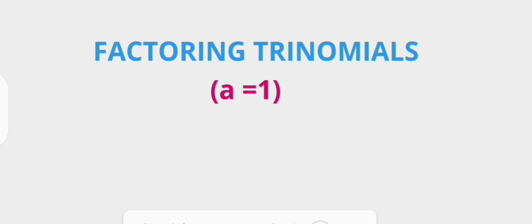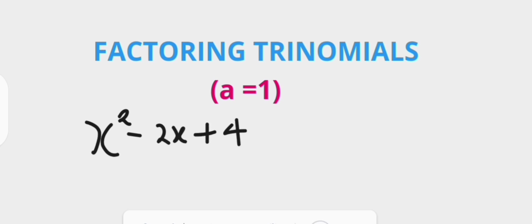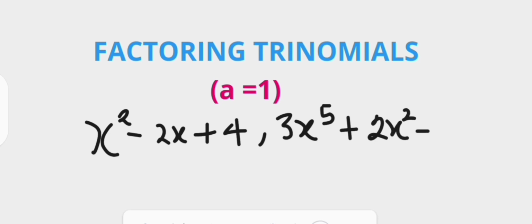We could have x² minus 2x plus 4. This is a quadratic trinomial. We could have 3x raised to power 5 plus 2x squared minus x. This is another trinomial. However, our concern in this video is trinomials which are actually quadratic expressions.